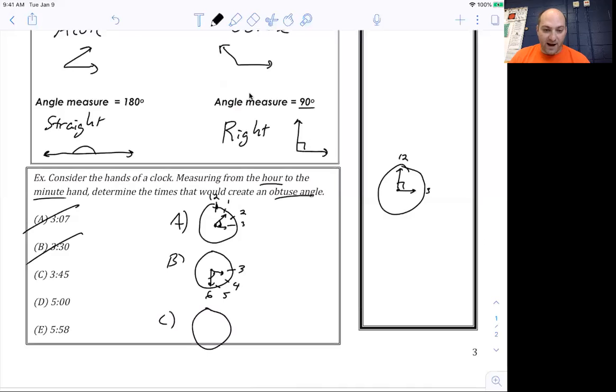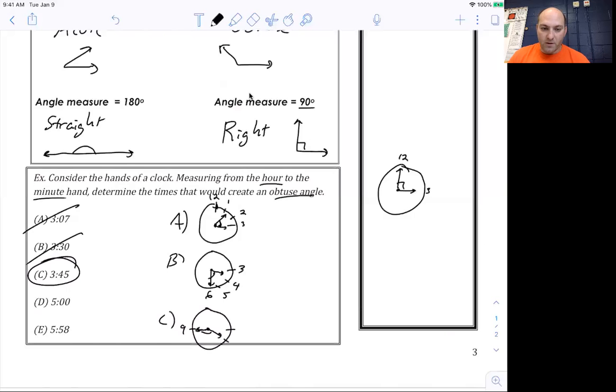All right, option C here. So I got 3:45. Okay, so I've got 45, which is going to be all over here at the 9. There's my minute hand. And here's 3, here's 4. And again, because it's moving, it's going to be past the 3, closer to the 4 now. That's an obtuse angle. So there's one of them.